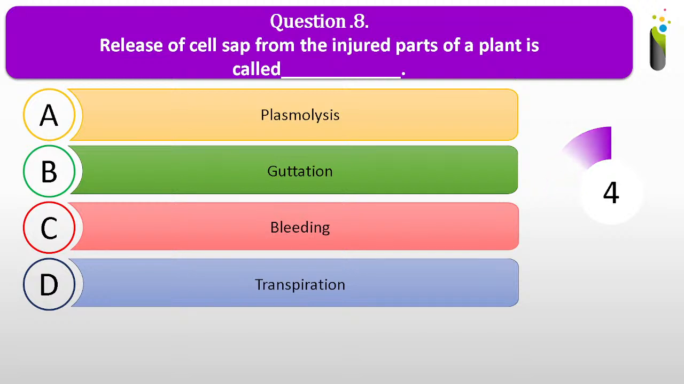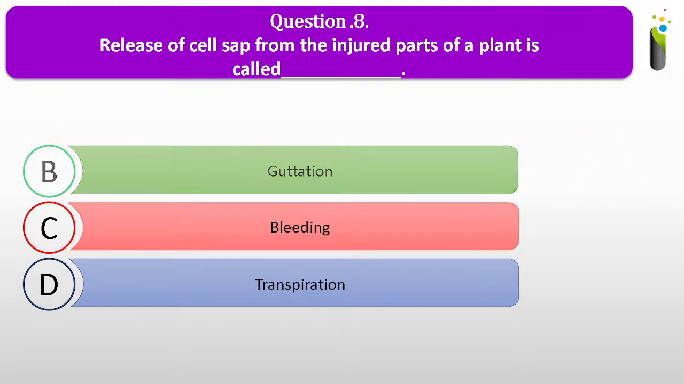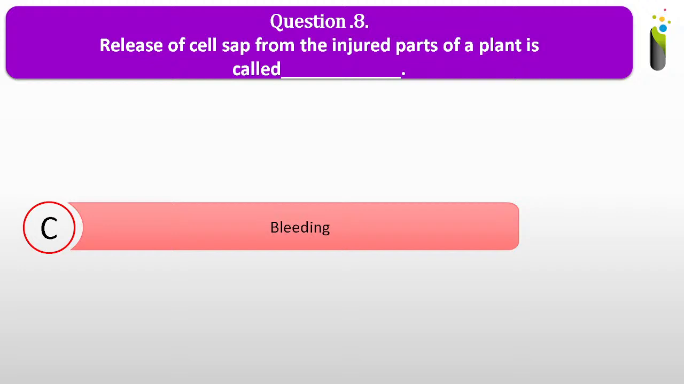And the correct answer for question number 8, that is the release of cell sap from the injured parts of a plant, is called as bleeding. Very good, students. Correct answer is from everyone. Going ahead with question number 9.